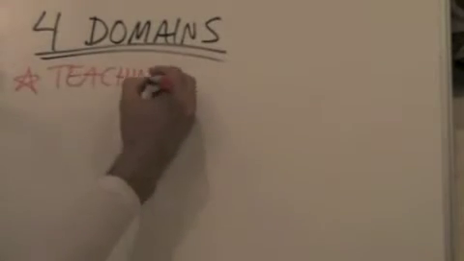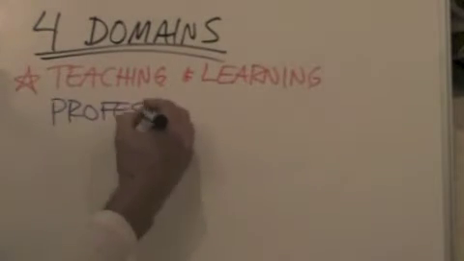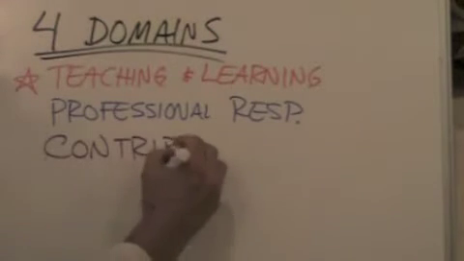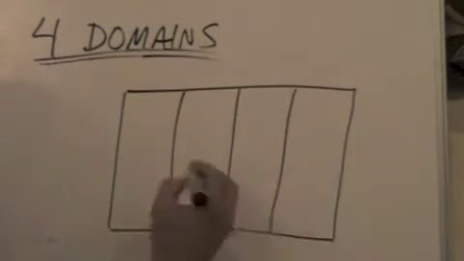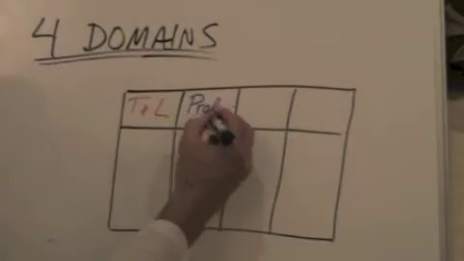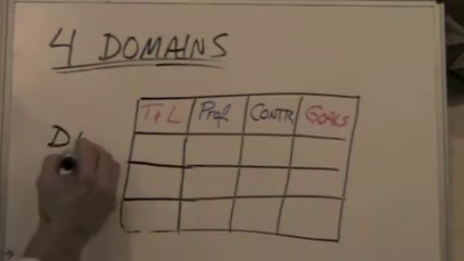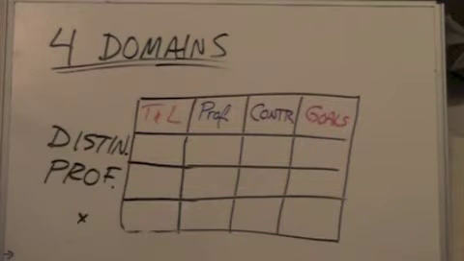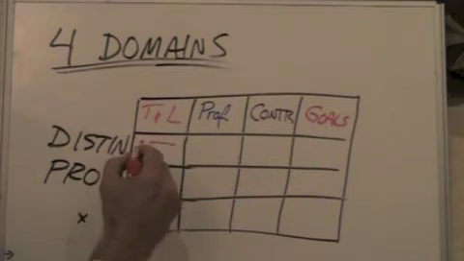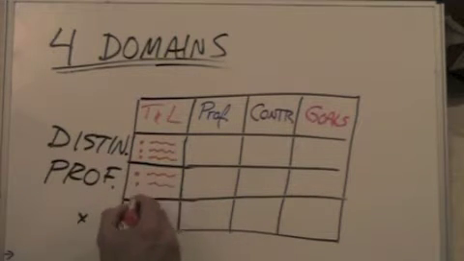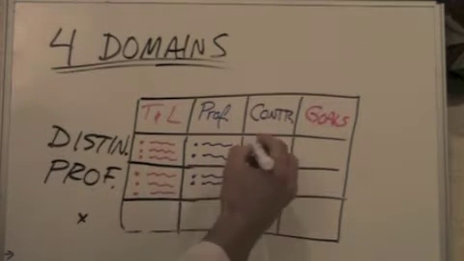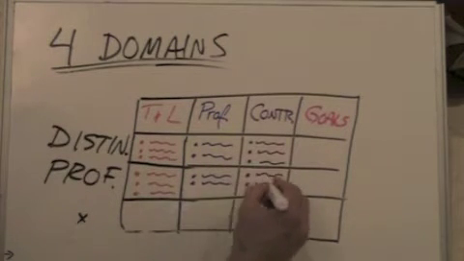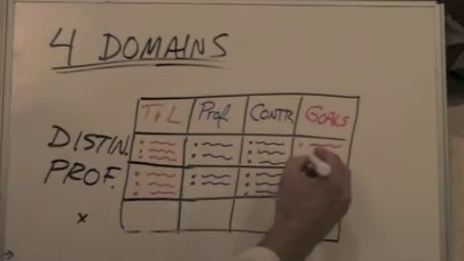Now, the first thing Johnny must know is that he's going to be assessed on 4 domains. The first one, teaching and learning. Then professional responsibilities. The third one, his contributions to the school outside of the classroom. And lastly, his goals. Those 4 domains are then placed in a rubric across the top. Then we have the top row is distinguished, the middle row proficient, and the bottom is does not meet expectations. Now, each of those cells is then filled with what will become indicators, performance indicators, to determine if the teacher is distinguished or proficient or not meeting proficient standards in each of those areas.